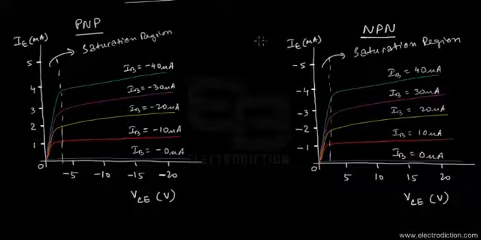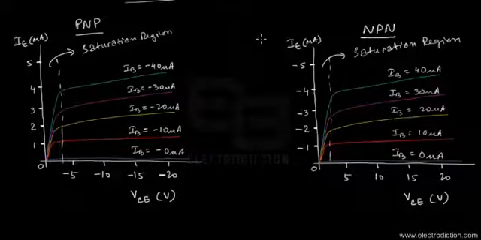So the collector-base junction over here is not kept at a reverse bias. It's just forward biased by a very little value, close to 0 volts. Okay, so that's all the discussion for the saturation region.